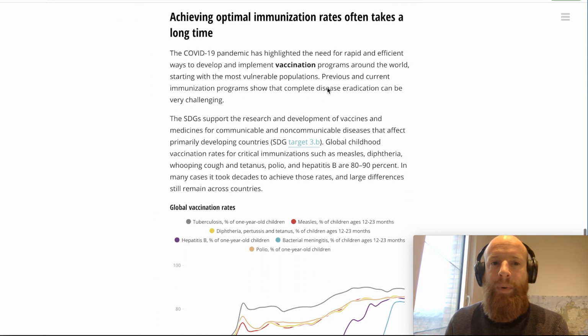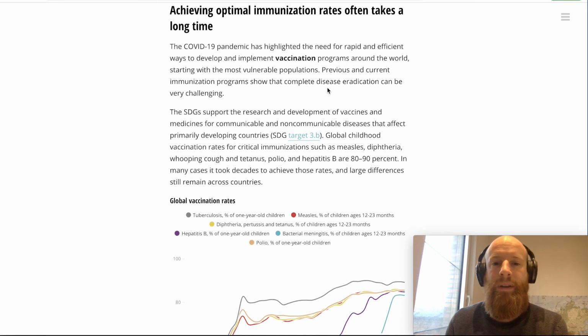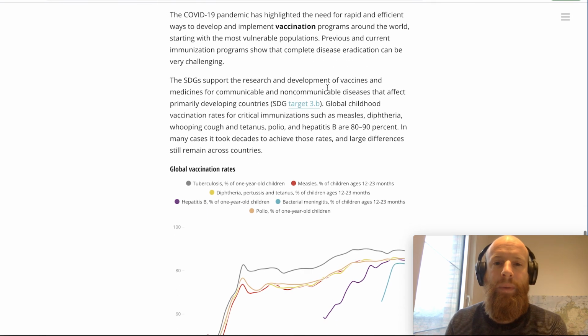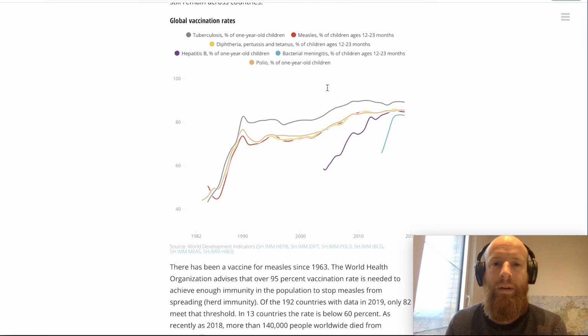And then in the last part of this story, we focus on vaccination. This chart here shows you the vaccination rates globally for different diseases. So you have TB, measles, hepatitis, other things there. And you can see that in general, those lines are going up. This is, of course, what we want.